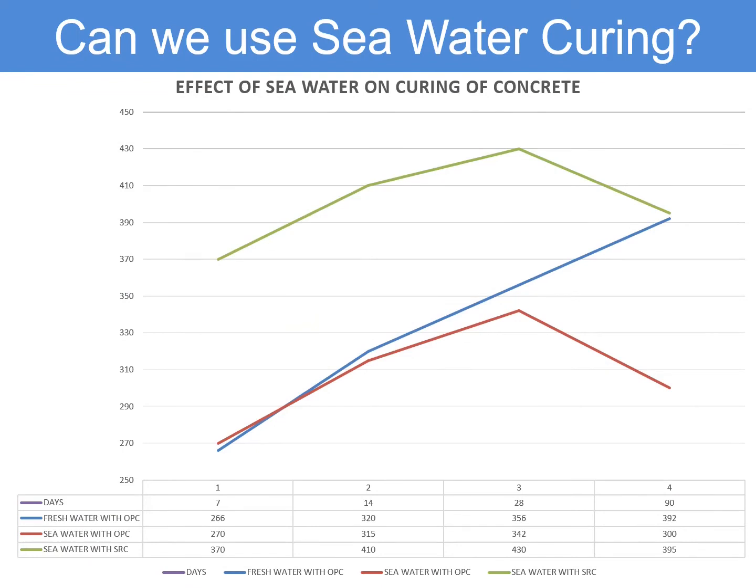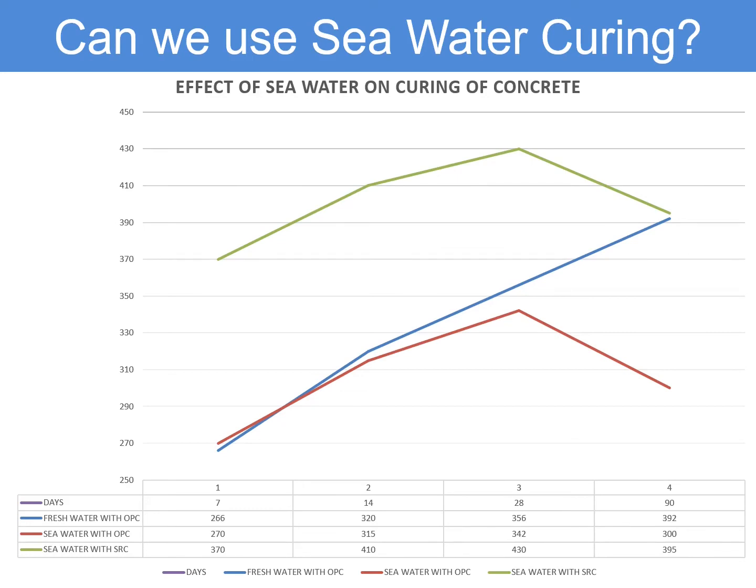Now, the biggest question is, can we use seawater for curing? People say yes and people say no also. But if you see the graph which is being reflected over here, there are cubes which are being tested for 7 days, 14 days, 28 days and 90 days, and under 3 conditions: curing with fresh water, curing with seawater, and curing with seawater when the cement is also changed, that is, instead of OPC we have used SRC cement.